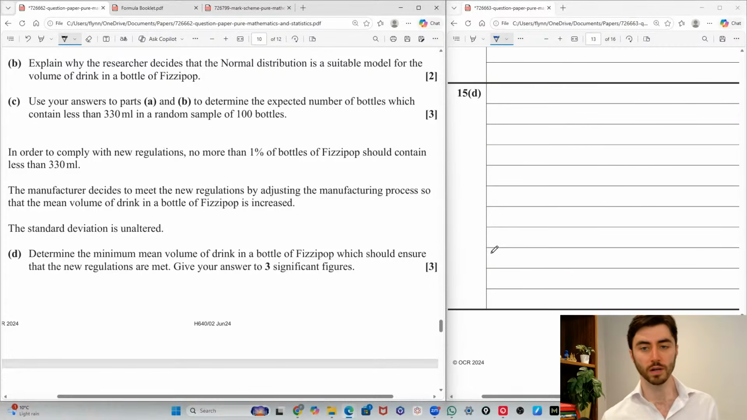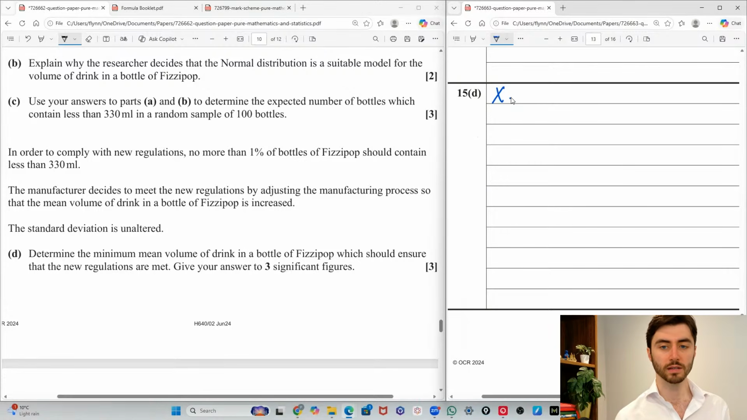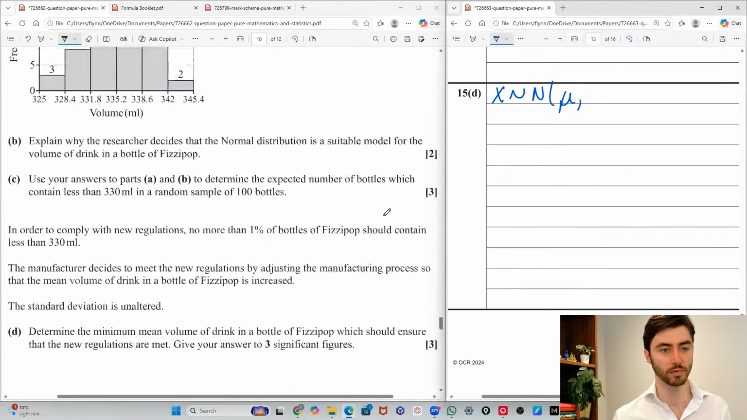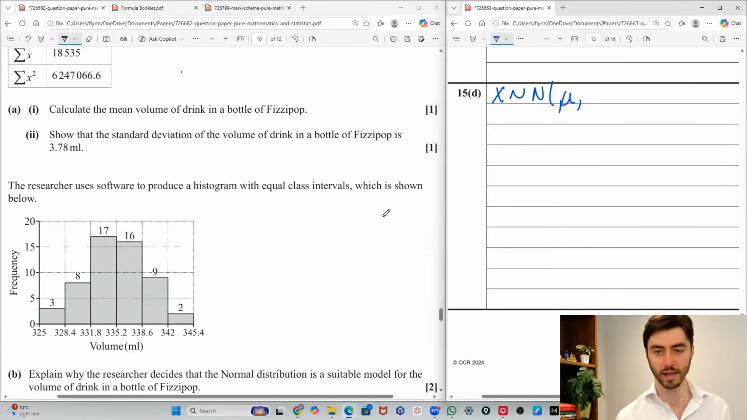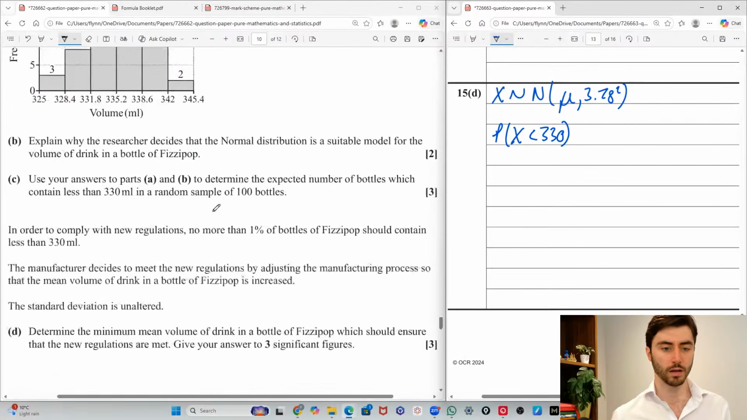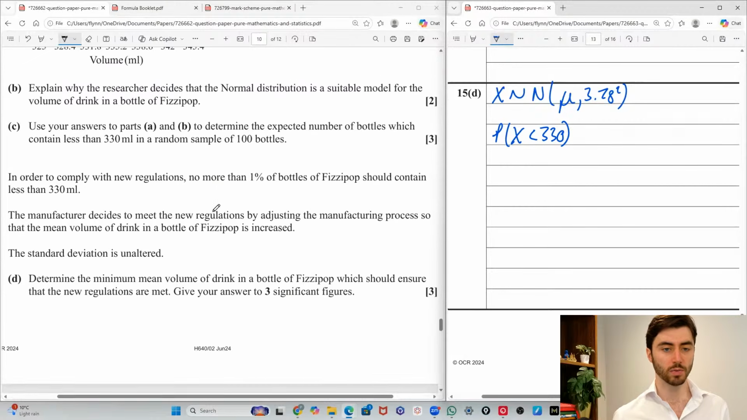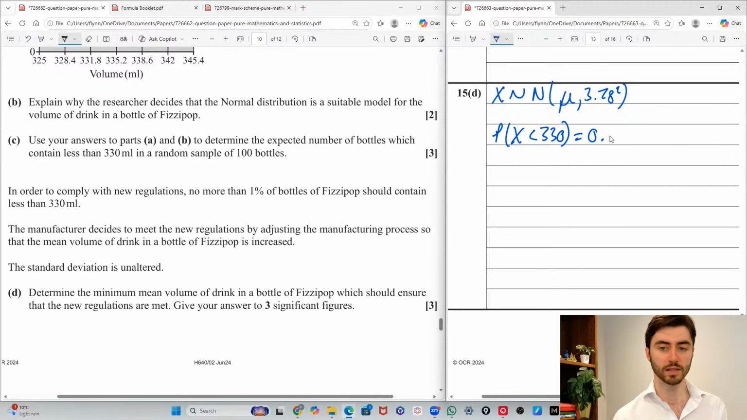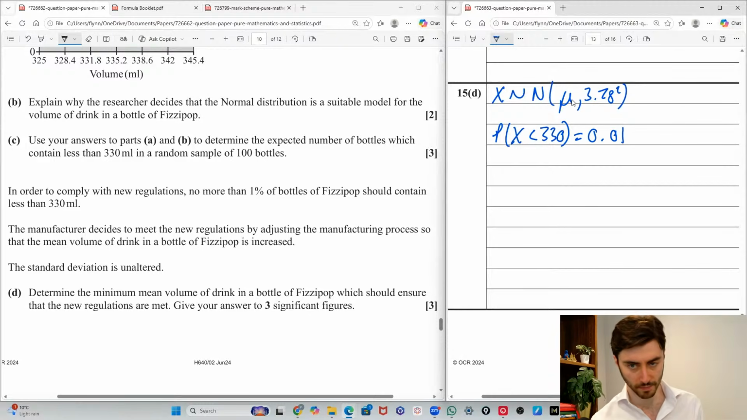So for this one, we would have X distributed normally with some new mean and the same standard deviation of 3.78. And we would need the probability of X being less than 330 to equal 0.01 in this limiting case of the minimum mean.